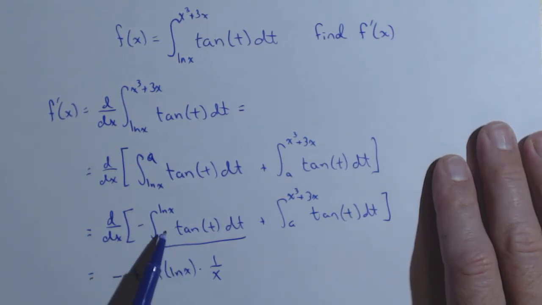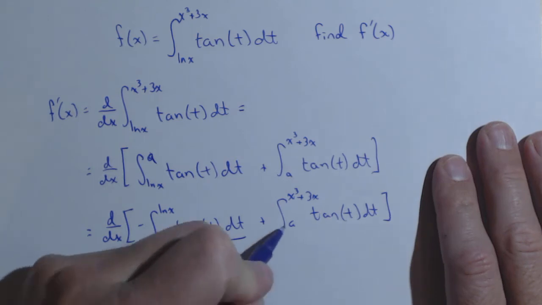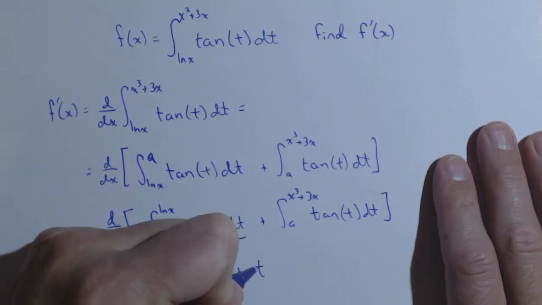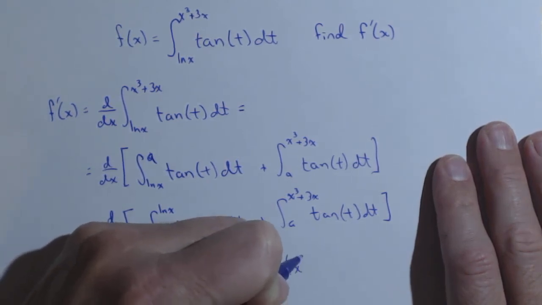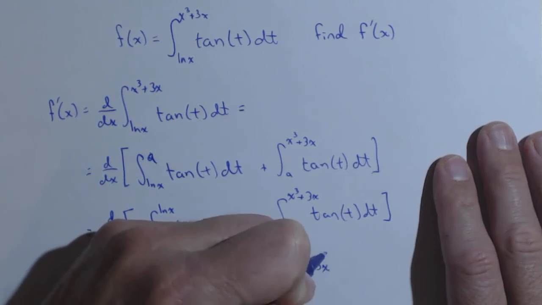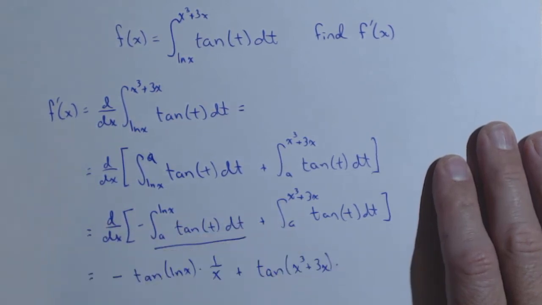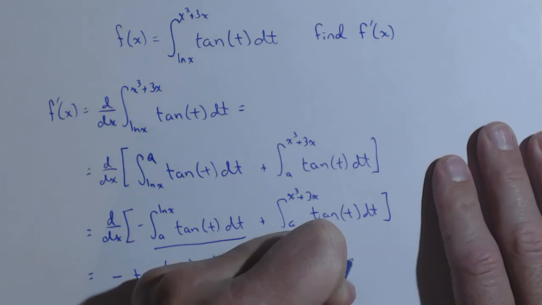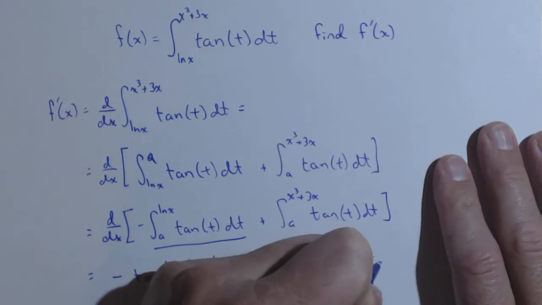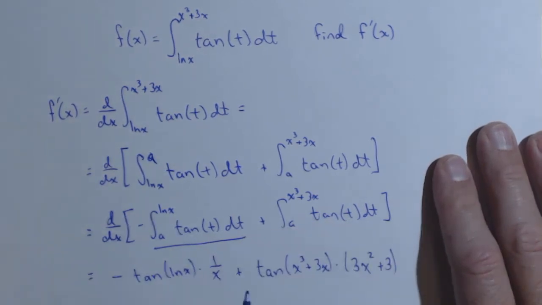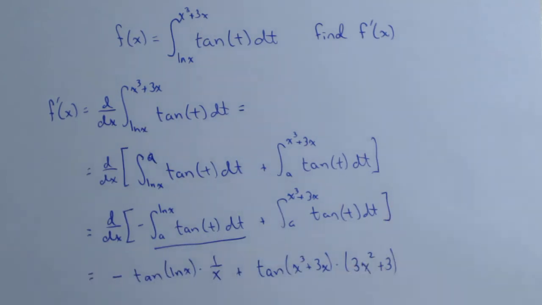So there's our first part. We don't have to worry about the a, because tangent of a would just be a constant. Derivative of a constant by itself is 0. Do the same thing on the second one. Tangent of x cubed plus 3x, and as we see, our argument is more than just x. So again, this is a chain rule, so we're going to multiply by 3x squared plus 3, and there's the derivative of this integral function.